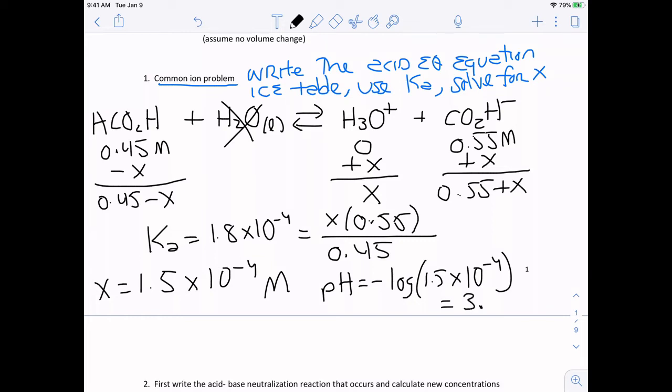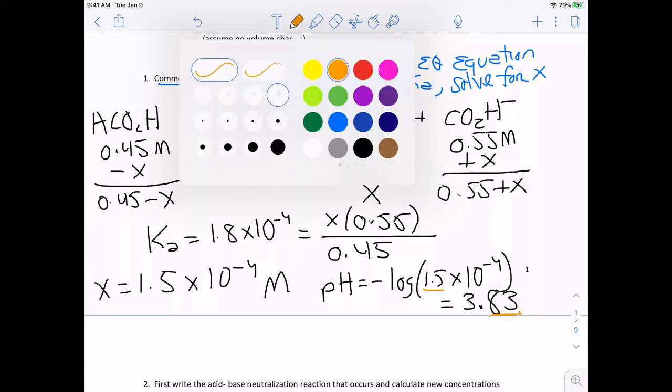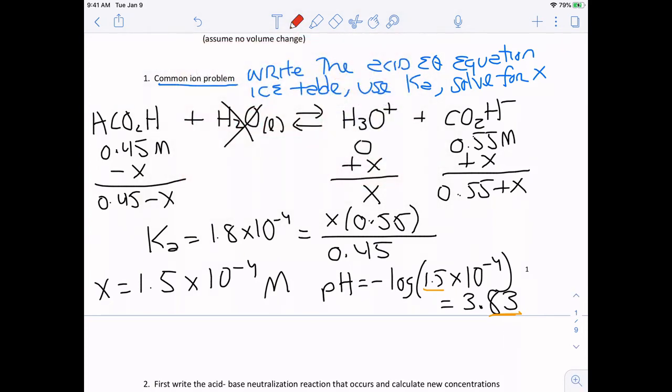Remember sig figs for our log values, it's been a while, that only the digits to the right of the decimal point count. So because this here is 2 sig figs, I need 2 digits after my decimal point. That 3 is coming from my exponent, right? It's coming from the negative 4. That doesn't count for sig figs, so neither does that 3. So my answer down here, it's a mess, is 3.83.